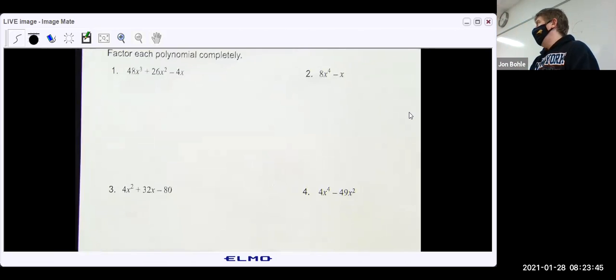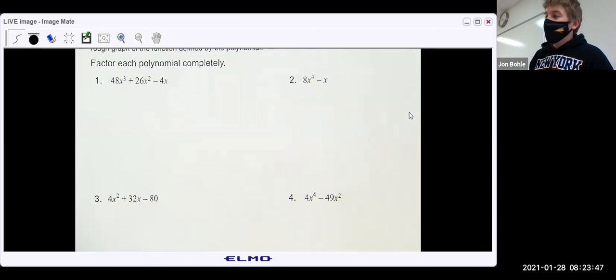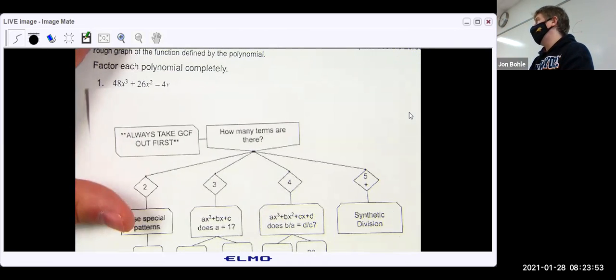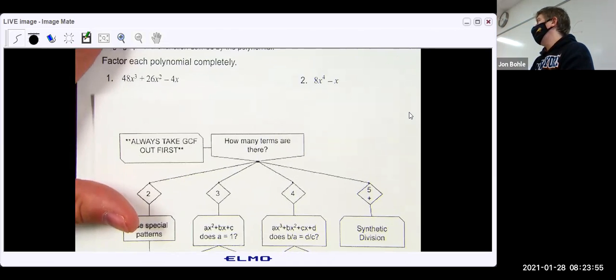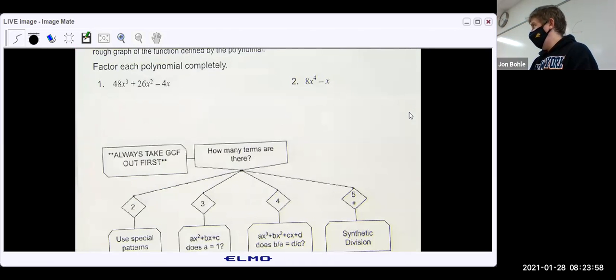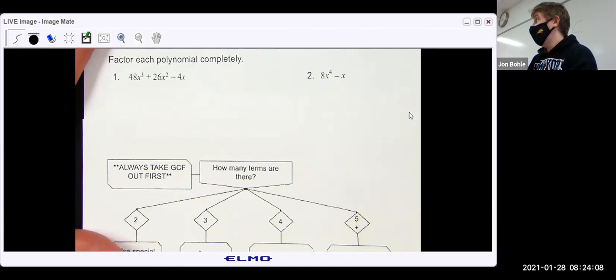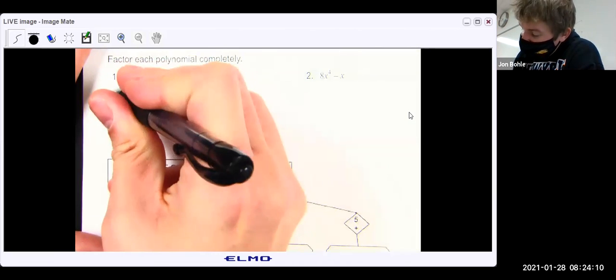Okay, so when I'm doing number 1, every problem starts with taking out your greatest common factor. Does anybody identify numbers? Okay, 4. Does 4 divide into 26? I don't think it does. So 2 for sure. What about a variable? X. So we're going to take a 2x out of here.